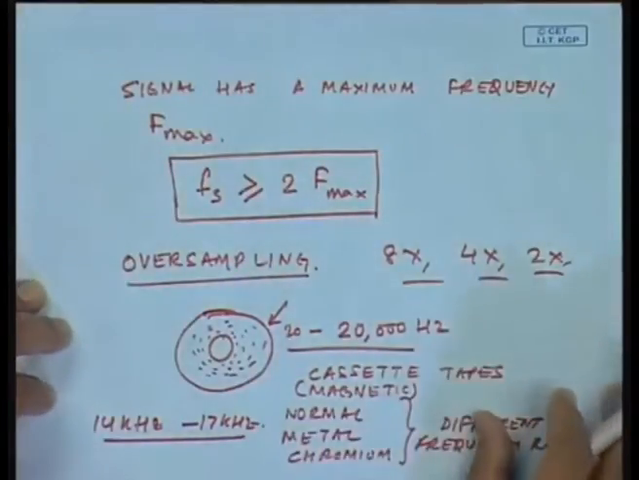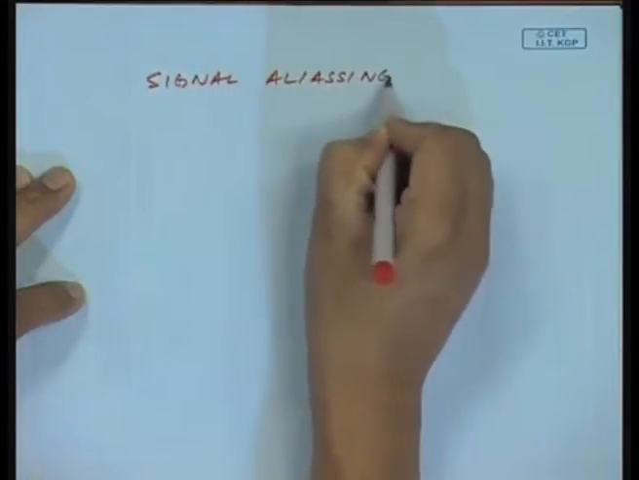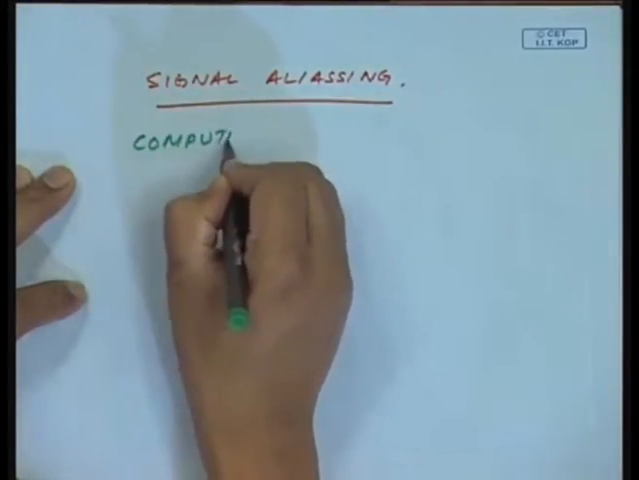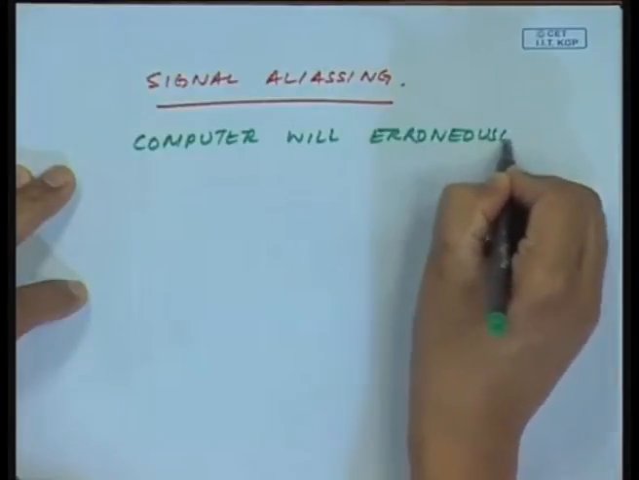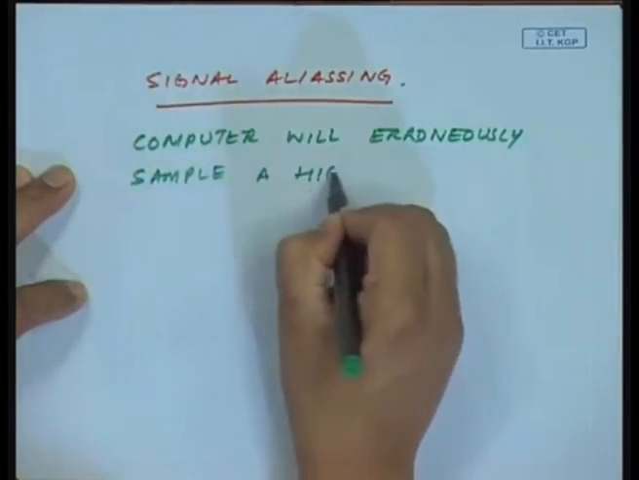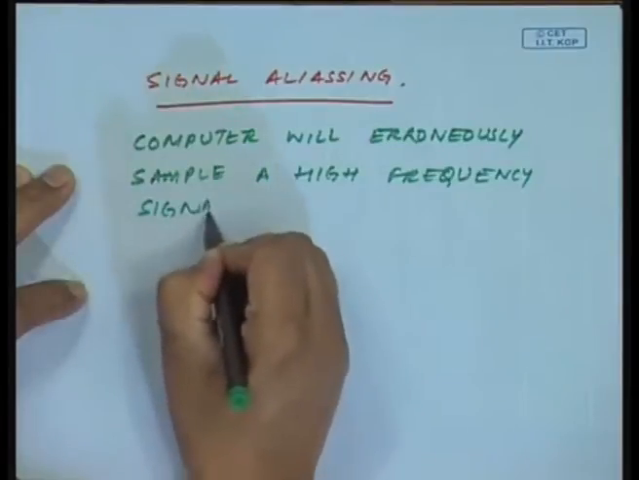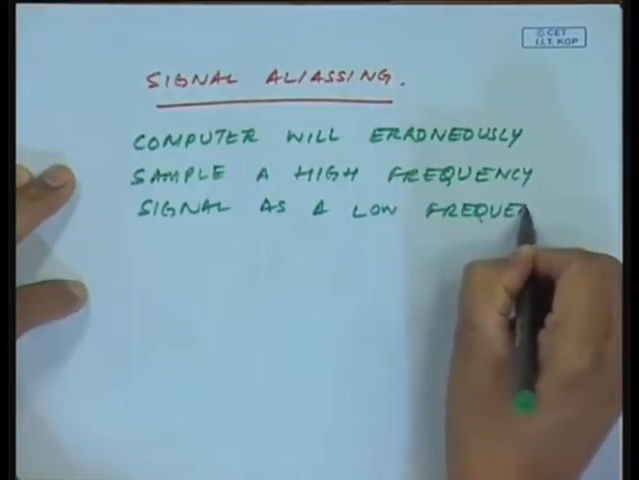So, that all relates to the sampling frequency. But coming back to our machines, if my sampling frequency is not adequate, I will have what is known as signal aliasing, because in signal aliasing what happens, the computer will erroneously sample a high frequency signal as a low frequency signal.